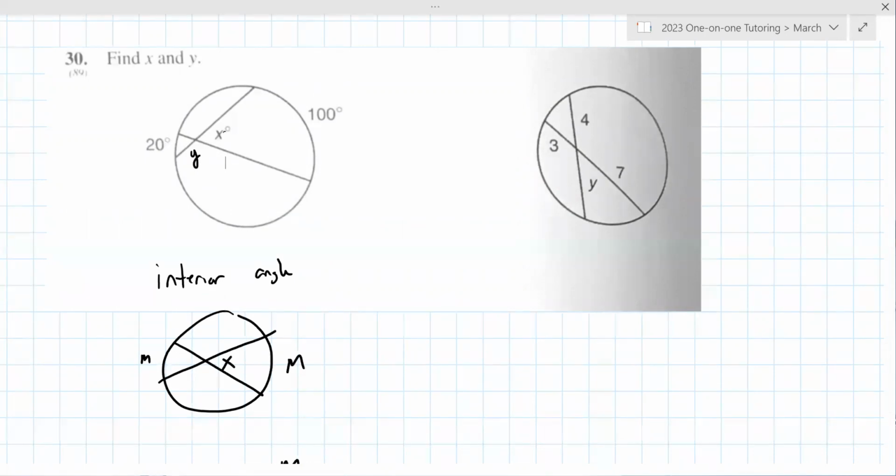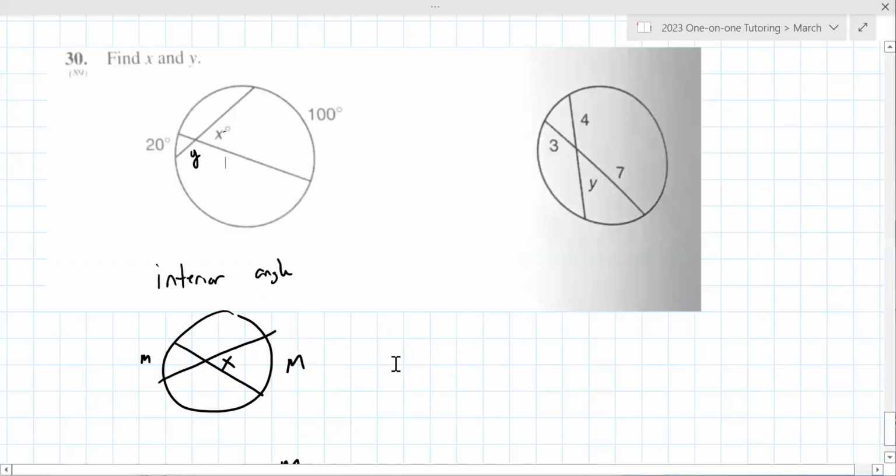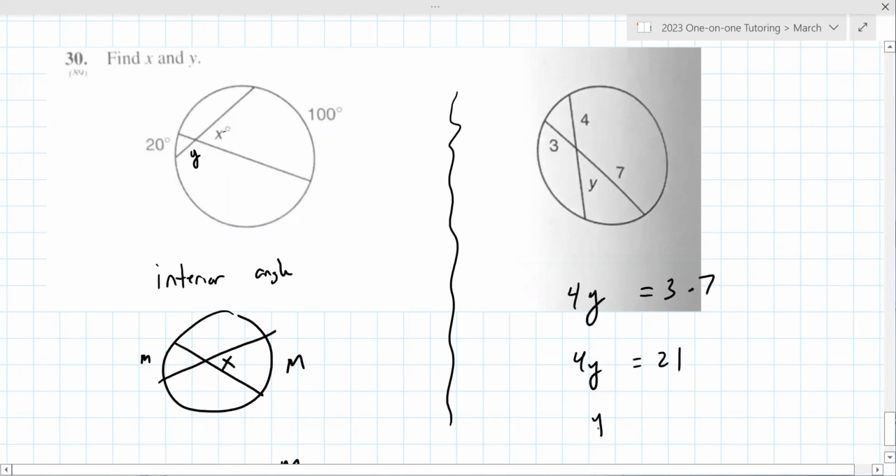All right, now I'm stalling a little bit here. Do you have the formula for the two chords? Because I believe it's like 4 times y equals 3 times 7, but I'm not sure. I think that's probably what we'd use. There it is. Yeah, I did find it just now. So the one on the right here, 4 times y equals 3 times 7, 4y equals 21.